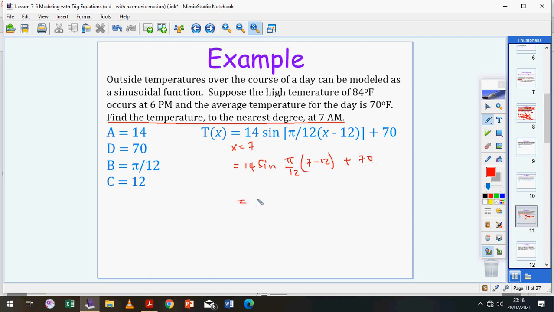That's 14 sine negative pi over 12 times, 7 minus 12 is negative 5, so that's going to be negative 5 pi over 12, and then finally plus 70. Sine of negative 5 pi over 12, you guys can figure that out, and then do the algebra. Whatever you get, if it's the right answer, is the answer. Is your temperature in degrees Fahrenheit?